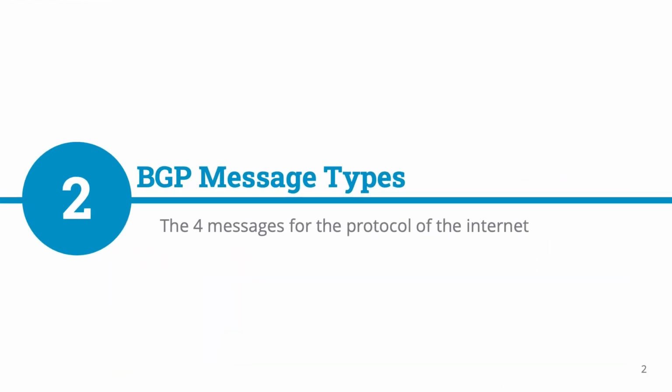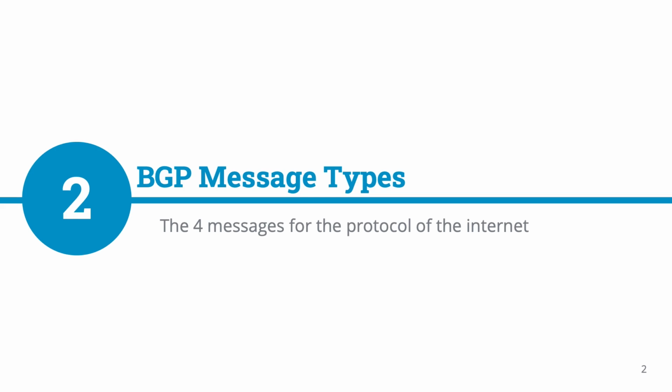In this lesson, we'll be covering the 4 message types that BGP uses to establish and maintain peering relationships and exchange routing information. Overall, BGP is a pretty simple protocol. Since it uses TCP port 179 for communication, it doesn't need to implement its own reliable communication protocol, allowing for the communication mechanisms in BGP to be simplified.